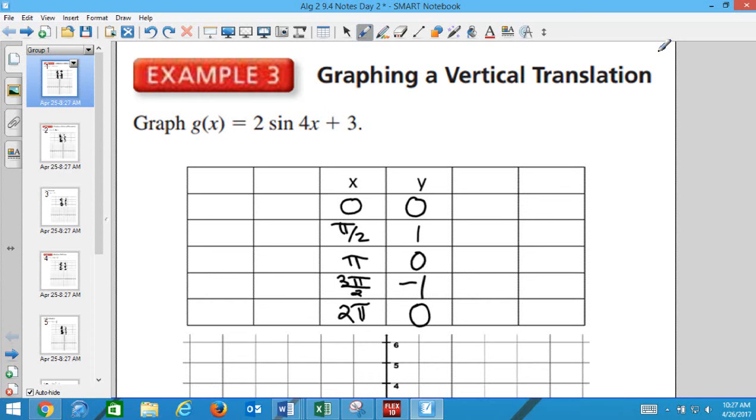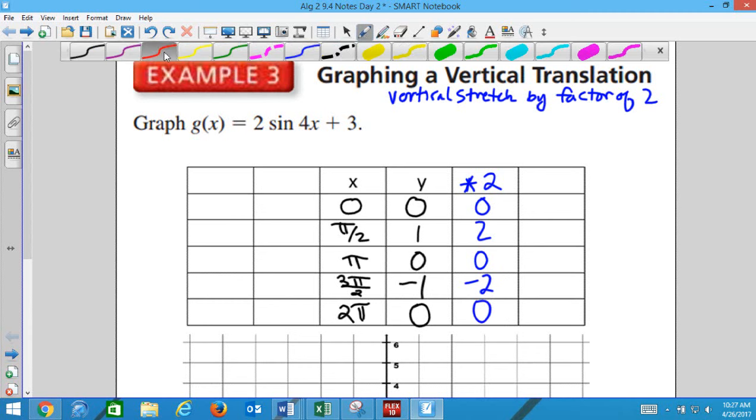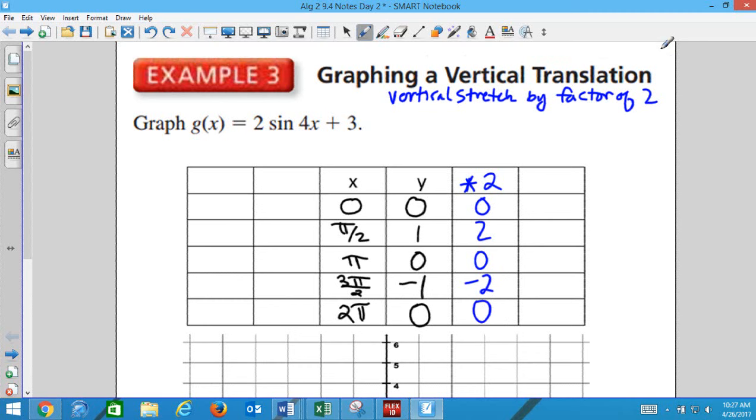Perfect, both. So it is a vertical stretch by a factor of 2, and then in the table we take the y values and we multiply them by 2. And I'm just going left to right. What is my next number? It is a 4. What does 4 do?